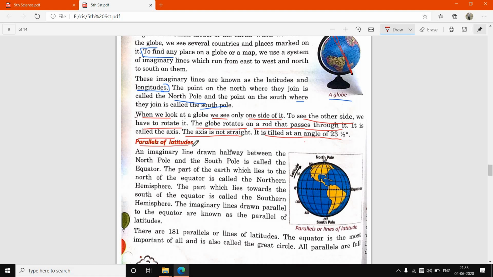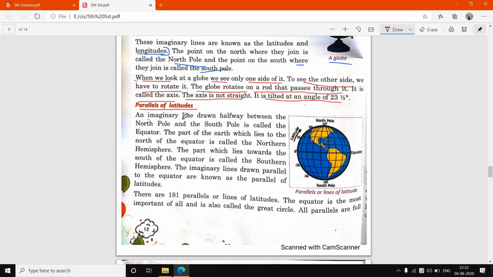Now what are the parallels of latitude? An imaginary line drawn halfway between the North Pole and South Pole is called the equator. So this line we will call the equator. The part of the earth which lies north of the equator is called the Northern Hemisphere, and the part which lies toward the south of the equator is called the Southern Hemisphere. So this is our Northern Hemisphere, and this is our Southern Hemisphere.